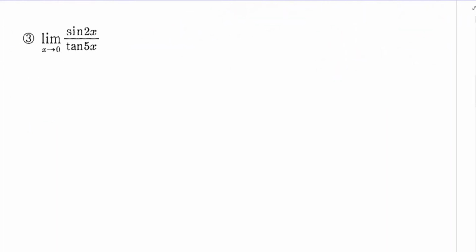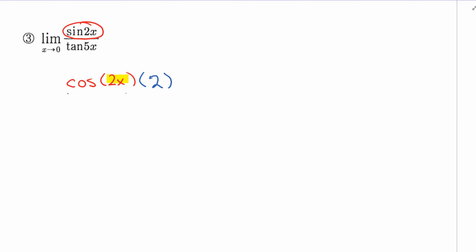Okay, moving on to the next question, question number 3. And once again, if you plug in 0 right away for your direct substitution, you do get 0 over 0, which is undefined, and that means that you can right away go into L'Hopital's rule by taking the derivative of the numerator. So the derivative of sine 2x is cos 2x. And then the chain rule states that you need to take the derivative of the inside guy, and the derivative of 2x is 2.